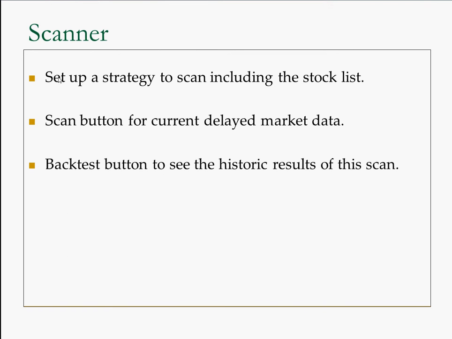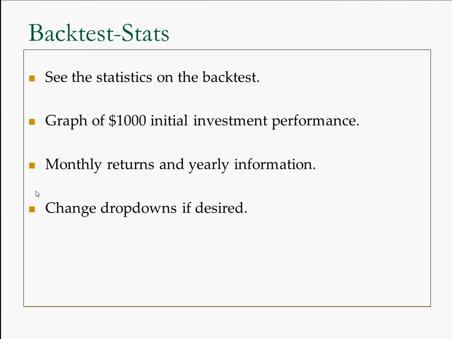So let's start with the scanner. We'll go through these quickly, and in subsequent videos we'll get into more detail. But the scanner, you set up a strategy and a stock list. You press the scan button and you could get current and delayed data. The backtest button is where you could see historical results, and then look at the backtest stats tab to see the statistics, see a graph of what would happen to $1,000 of an initial investment, view some monthly returns and yearly information, and you could change the drop downs if desired.